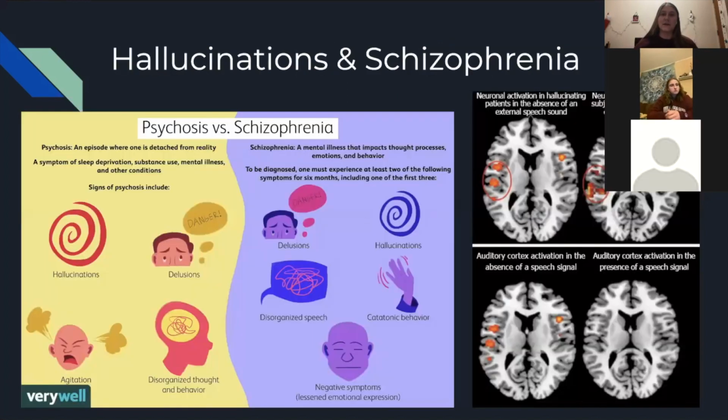Schizophrenia is a mental illness that impacts your thought processes, emotions, and behavior. And hallucinations are one of the main forms that can diagnose schizophrenia. Auditory and visual hallucinations are the most related to schizophrenia, with studies finding that 60 to 90% of patients had auditory hallucinations, and 16 to 72% of people with schizophrenia or schizoaffective disorder report the experience of visual hallucinations.